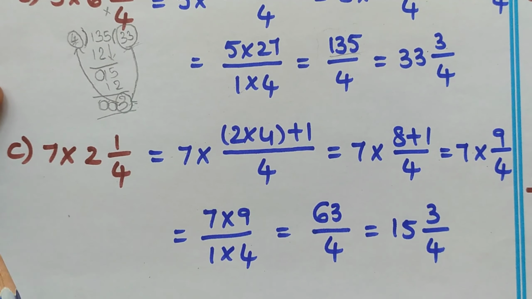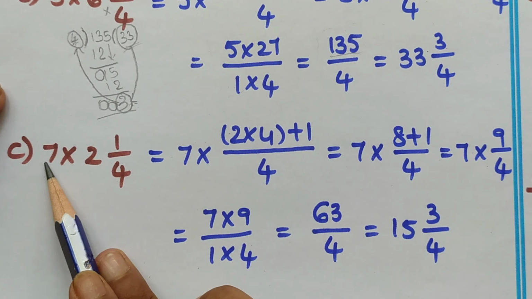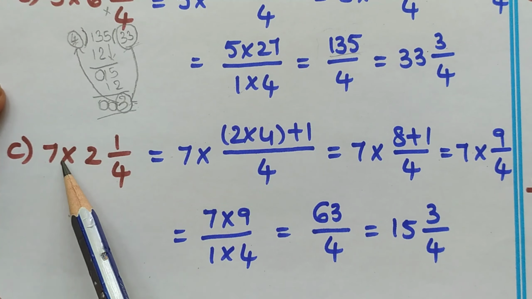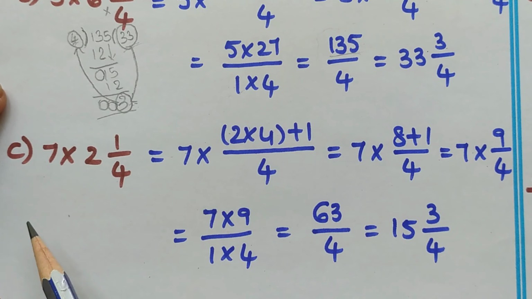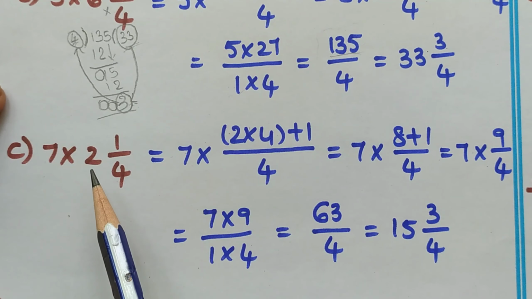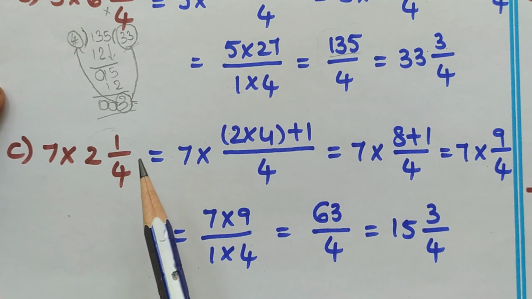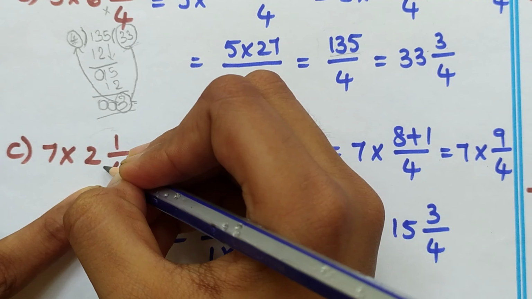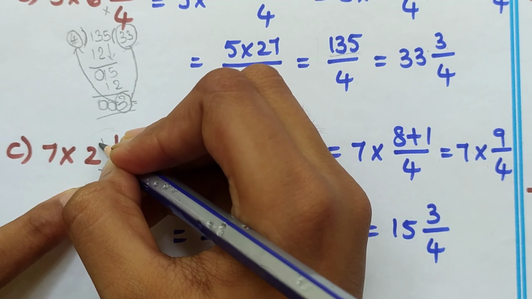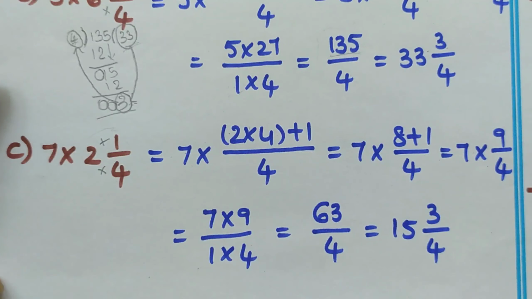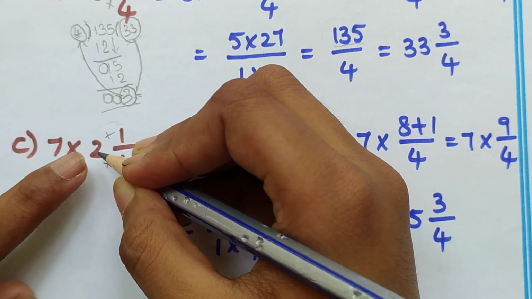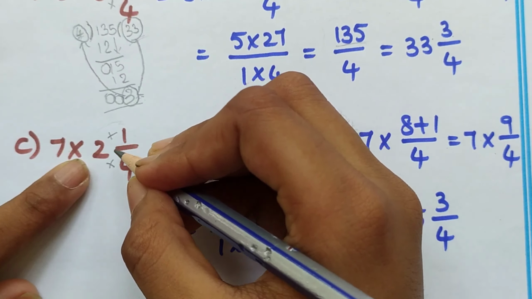Okay friends, now let us see the c bit. 7 into 2 1 by 4. The given question is 7 into 2 1 by 4. We have to convert this given mixed fraction into an improper fraction. So now let's do that. 4 into 2 plus 1 by 4. Once again I am repeating, 4 into 2 plus 1 by 4.